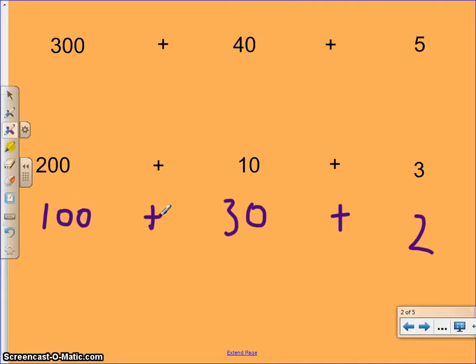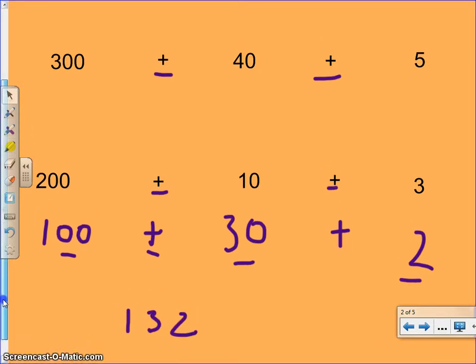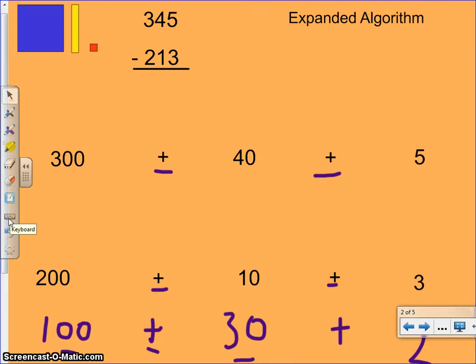Now, when we're subtracting with the expanded algorithm, it might look confusing because we have these plus signs in here, right? But those plus signs are there because we're using the expanded form. And remember, the expanded form is the sum of all the place values. So I did my subtraction, and then I have to go back and add the sum of all the place values again that I ended up with. So 100 plus 30 plus 2 is going to equal 132. So therefore, 345 minus 213 is 132.